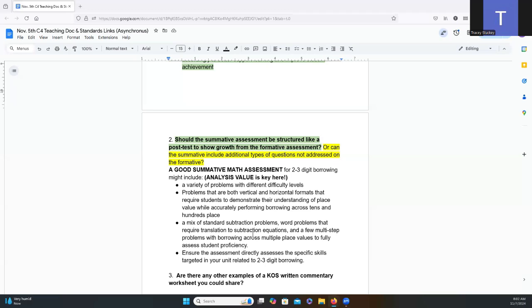It doesn't provide as much evidence of your depth as a teacher and your breadth in the idea of what assessment looks like and should look like to understand your students. But you could do that. Here's what a good summative math assessment for 2 to 3 digit borrowing might look like in my case. And remember, analysis value is key here. So when you look at this test that you give them, the summative, what analytical value can you get from it? You've got to be able to dig deep and pull things apart.